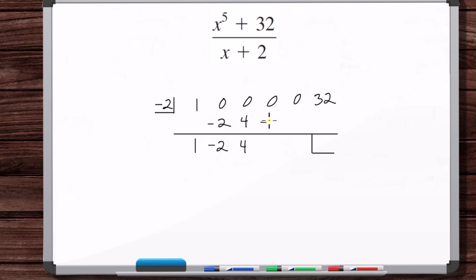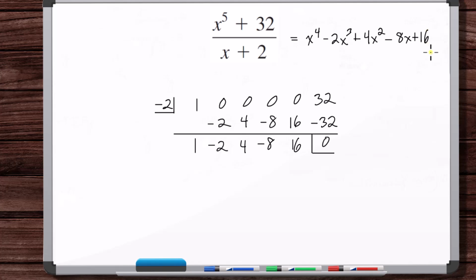4 times minus 2 is minus 8. 0 minus 8 is minus 8. Minus 8 times minus 2 is positive 16. 0 plus 16. 16 times minus 2 is minus 32. 32 minus 32 is 0. So this is going to be equal to x to the 4th minus 2x cubed plus 4x squared minus 8x plus 16.